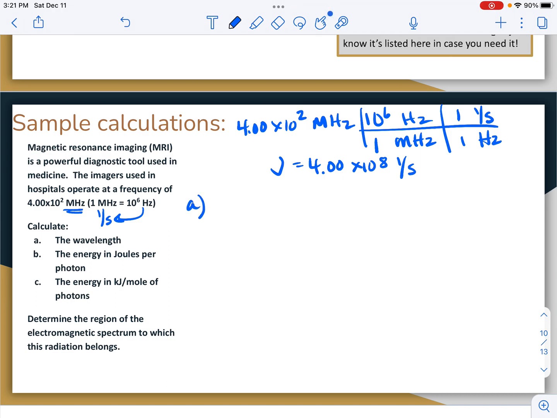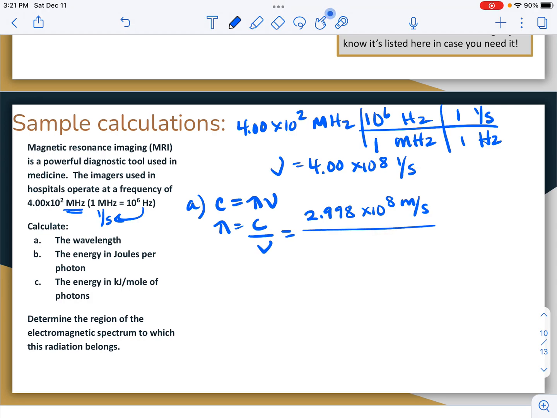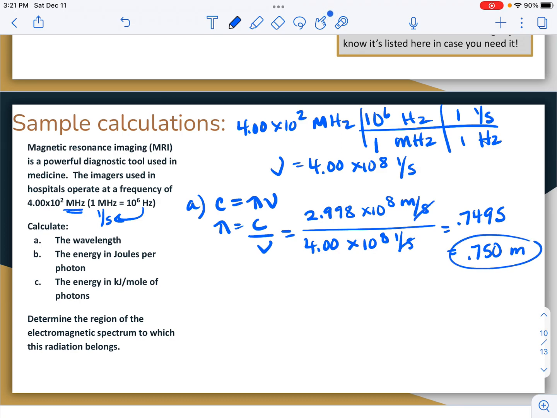Calculation A asks for wavelength, so we're going to take the speed of light, which relates the two, and solve it for wavelength, which would be speed of light over frequency. I'm going to plug in 2.998 times 10 to the 8th meters per second, and my frequency that I was given and converted, 4 times 10 to the 8th per second, which will divide out to give us almost 3/4, 0.7495, which with 3 sig figs is 0.750. Notice that the seconds cancel, leaving us meters.